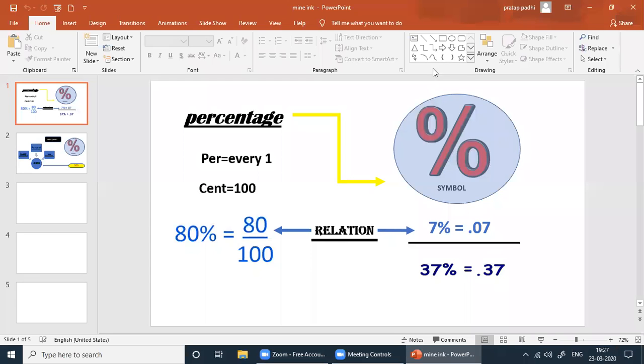Hello everybody. Today I'm going to show you how to solve some stuff in maths that is known as percentage. What is percentage?